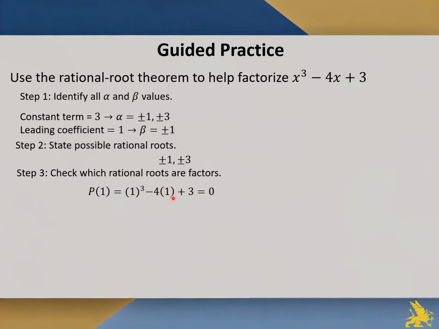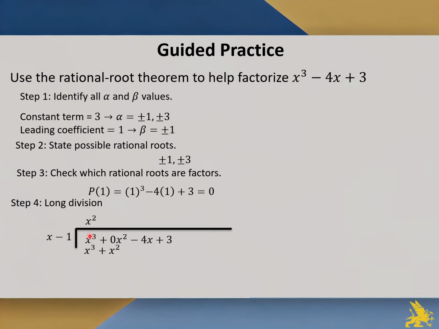In this case, I found 1. So I stop. I do long division. And that means because I plugged 1 in, it's going to be x - 1. So I go x^3 divided by x equals x^2. I go back in the opposite way and see what I've shared. x^2 times x is x^3. x^2 times negative 1 is negative x^2.